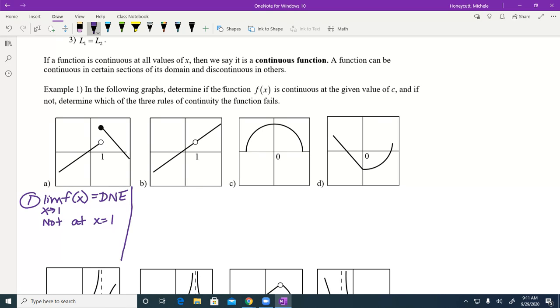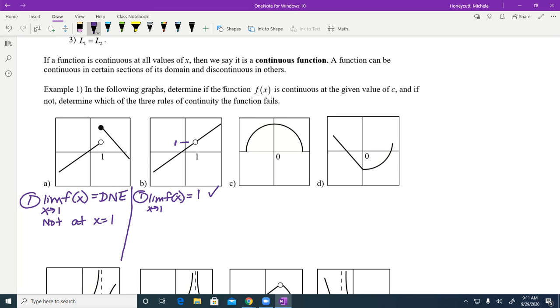All right, let's try this part B. And I think it will help if I give a value. Let's say this is equal to 1. All right, so let's check condition number 1 again. Does the limit as x approaches 1 of f of x exist? Okay, well, if I check the limit from the left, the y values approach 1. The limit from the right, the y values approach 1. So since those are the same, the limit as x approaches 1 of f of x is 1. So the first rule is satisfied.